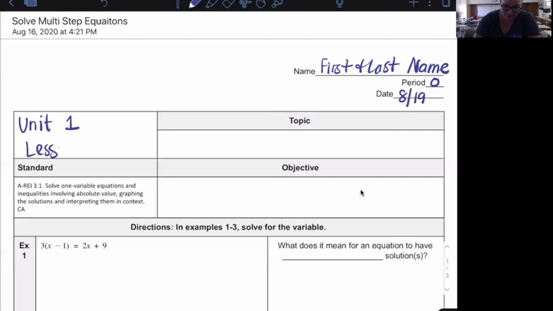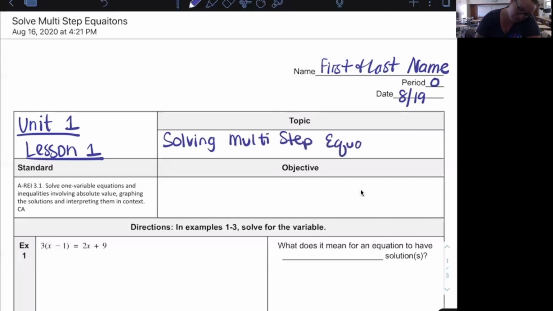So today we are on Unit 1, Lesson 1. So you're going to want to make sure that in your handwritten notes you have these notes labeled Unit 1, Lesson 1. And the topic today is solving multi-step equations. And for this school year, for distance learning, you are going to have to write down the objective of the day, because I need to make sure that you understand what it is that we're trying to learn today.